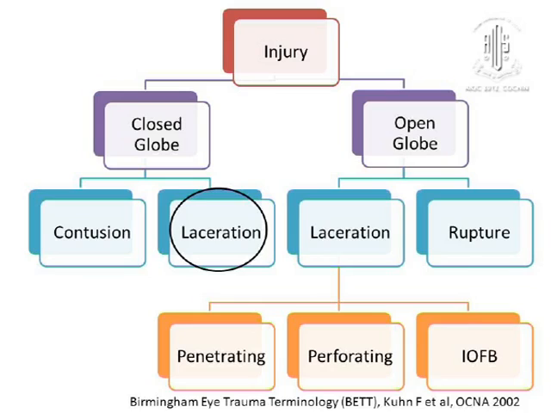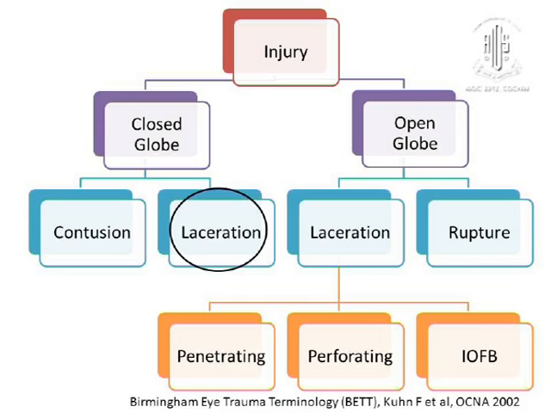Kuhn et al. in 2002 gave a terminology for all kinds of trauma, so that it becomes universal and everybody follows the same. The injury can be divided into a closed globe and an open globe. The closed globe can further be classified as contusion or laceration. Laceration is always partial thickness here.